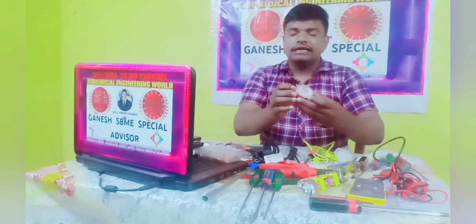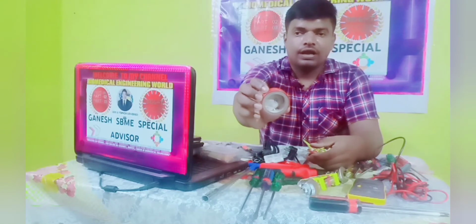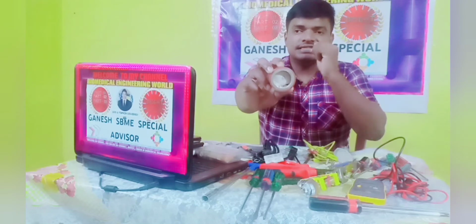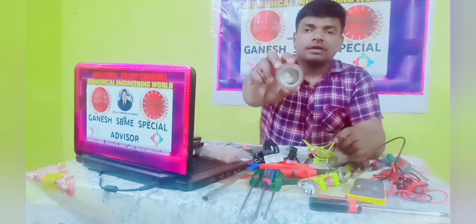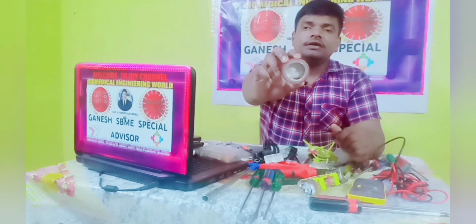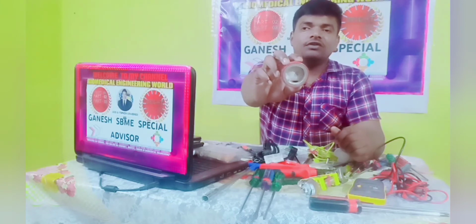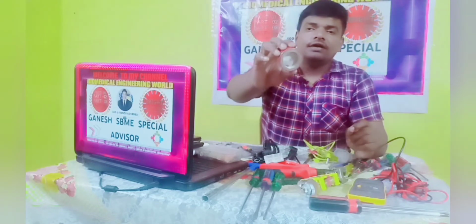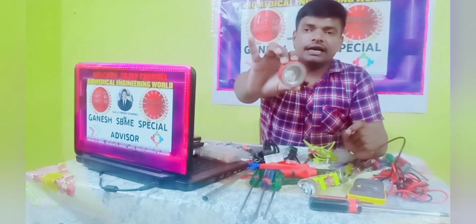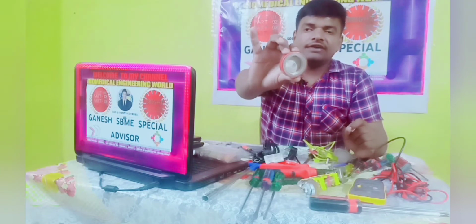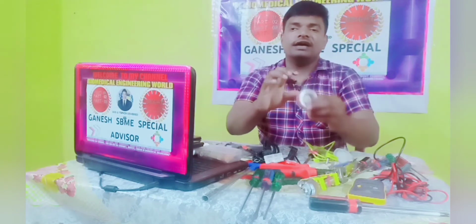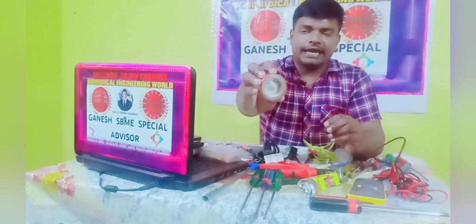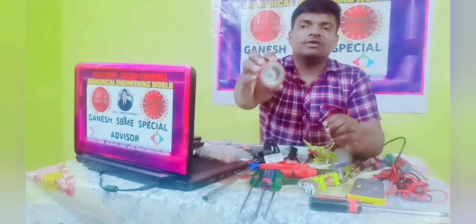Next one, insulation tape. Friends, this one is insulation tape. Insulation means it covers the body of the electrical wire. That is insulation tape. It protects from the current, so we can stay safe from the current. And when joining, replacing and fixing wires, we can use this tape. It will protect from the flow of current.